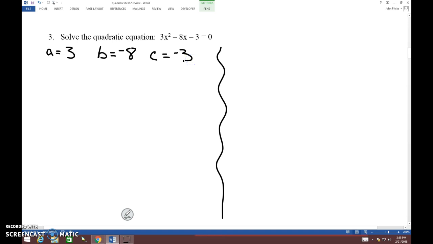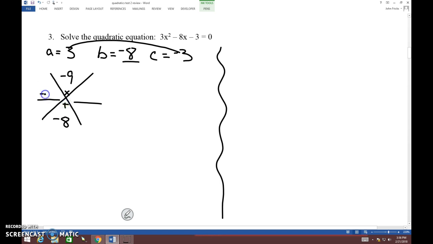So with this problem, what I want to do to factor is set up my x puzzle. Remember, up here in the top, we're going to have a times c, which is going to be negative 9. And down bottom, we're going to have b, which is negative 8. So what two numbers multiply together to give me negative 9, but add together to give me negative 8? Negative 9 and positive 1. Alright, once I have that information, I can then do the same thing as I did earlier.